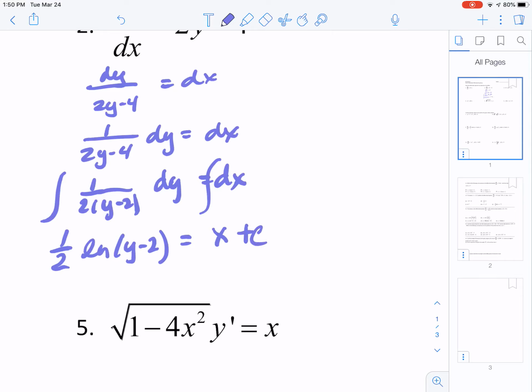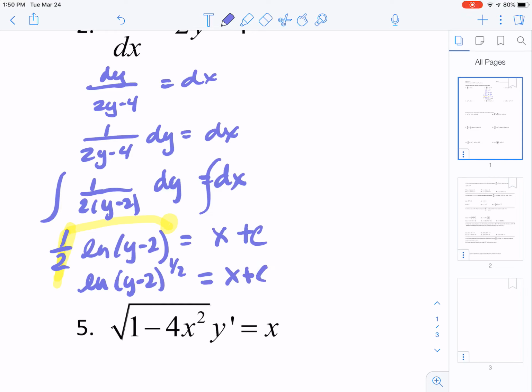Now, here's where you might be getting a little bit confused. First of all, one of the properties of logs is that the coefficient can swing to be an exponent. So we're going to do that first. Natural log of y minus 2 to the 1/2 equals x plus c.